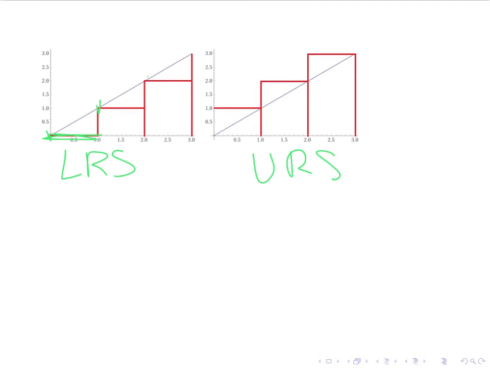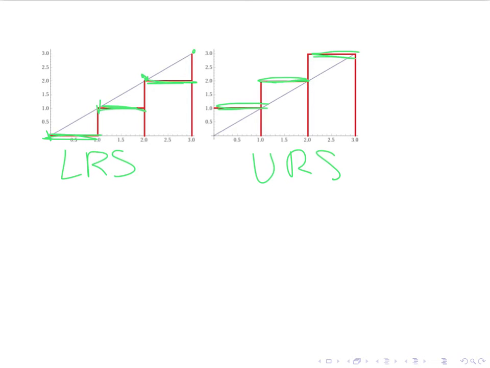From 1 to 2, we have height values 1 and 2. 1 is the lower. And in our 2 to 3, we have a height of 2 and a height of 3. And again, the lower is the 2. For the upper, it's the opposite. So from 0 to 1, the higher endpoint is 1. From 1 to 2, the higher endpoint is at 2. And from 2 to 3, the higher endpoint is at 3.